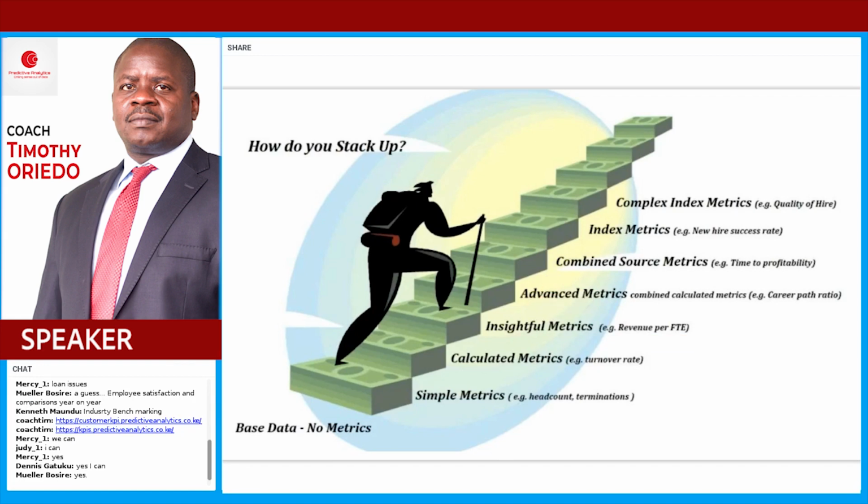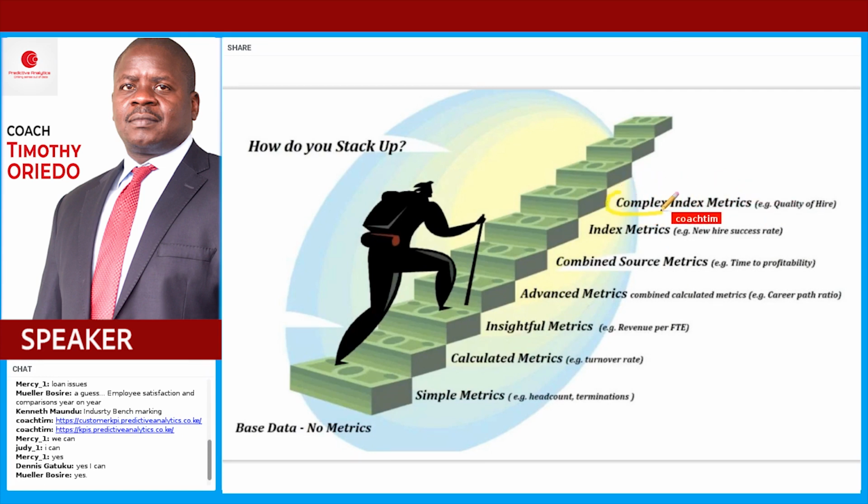We also have advanced metrics. Advanced metrics combine calculated metrics, e.g., career path ratio. This is a combination of different metrics. Then we have combined source metrics, e.g., time to profitability. This has like 4 or 5 dimensions in it, because your profitability itself is a matrix. Then you've got time. So when you do it, it's called combined source metrics. Then we've got index metrics. An index is something that is expressed in the form of a percentage or 0 to 1, e.g., new hire success rate. Then we've got complex index metrics.